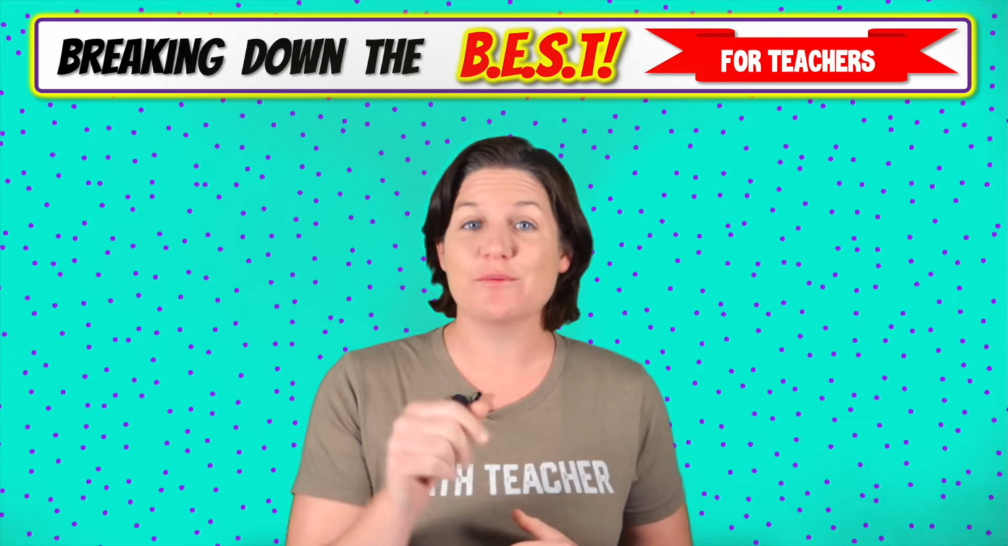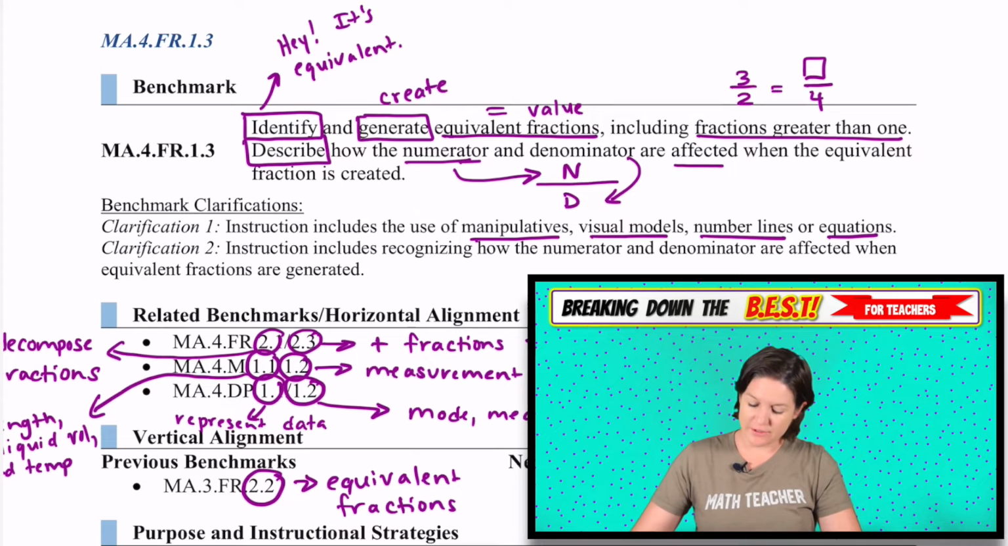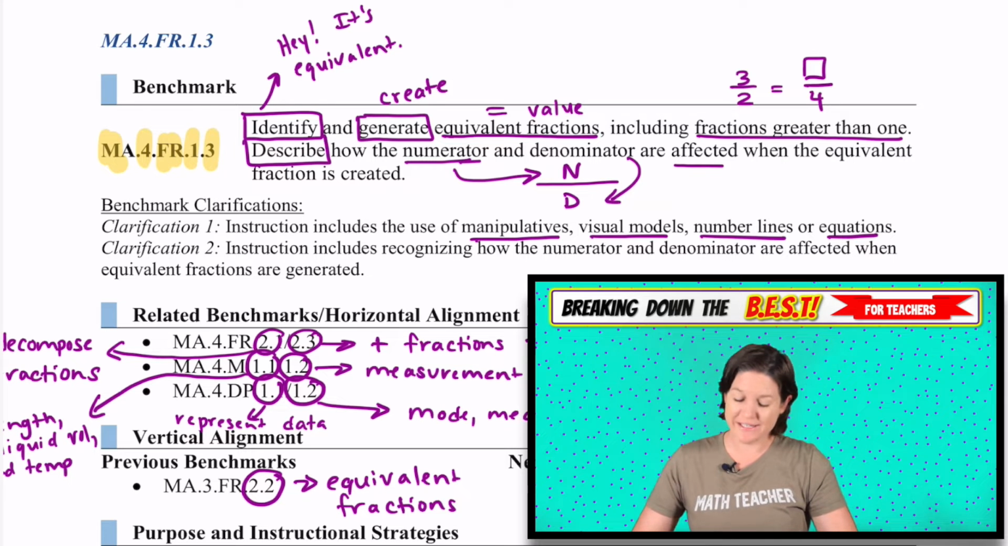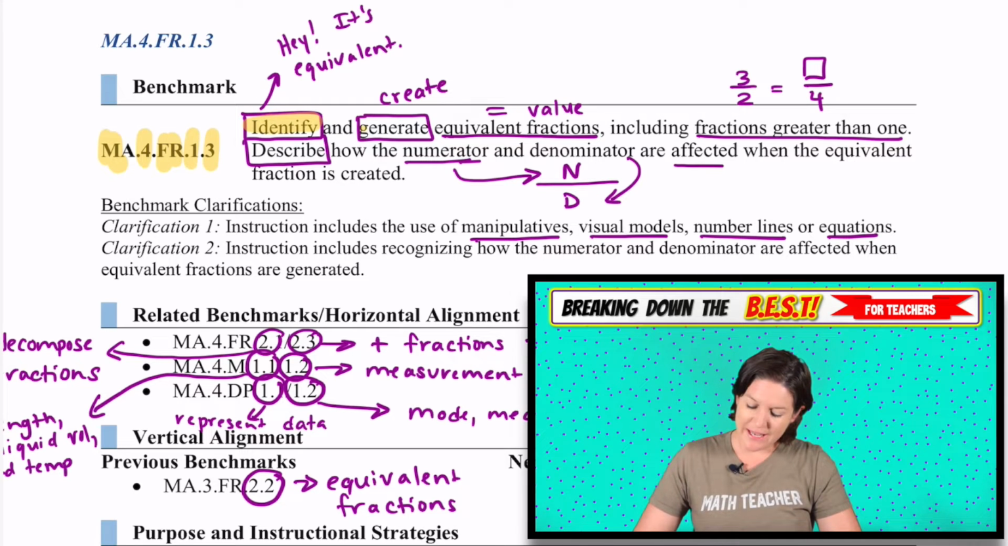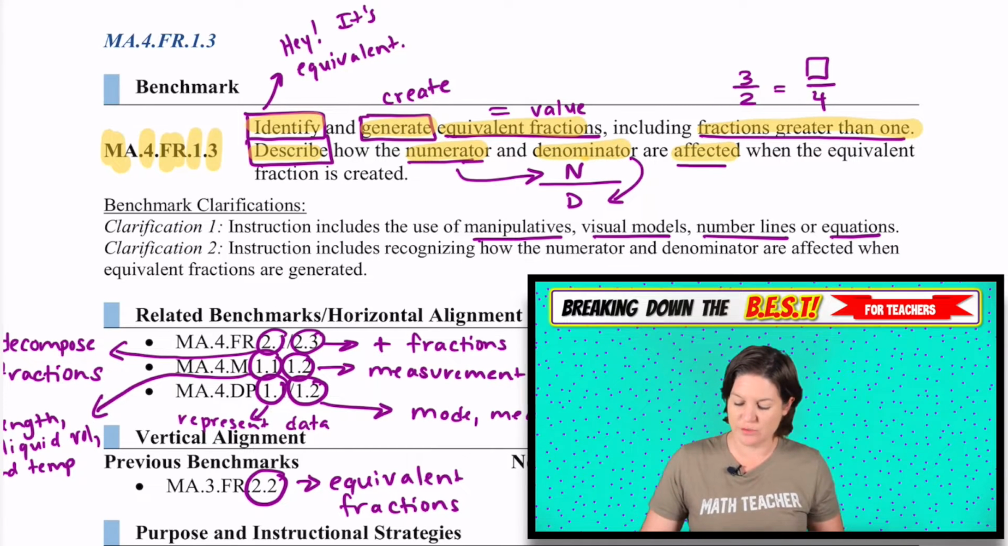Hey everyone, and thank you so much for joining me as we break down the following standard. Today's standard is MA.4.FR.1.3, and it says to identify and generate equivalent fractions, including fractions greater than 1. Students will be expected to describe how the numerator and the denominator are affected when the equivalent fraction is created.